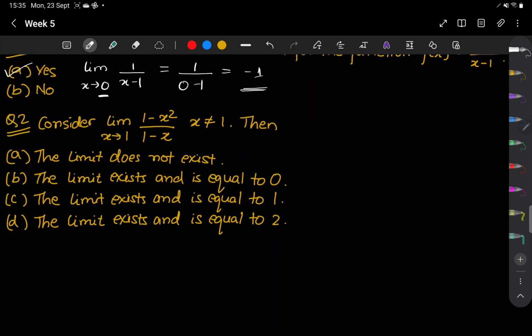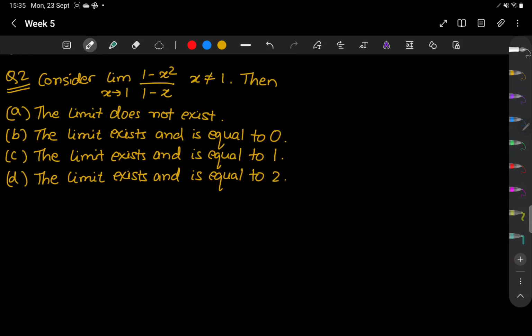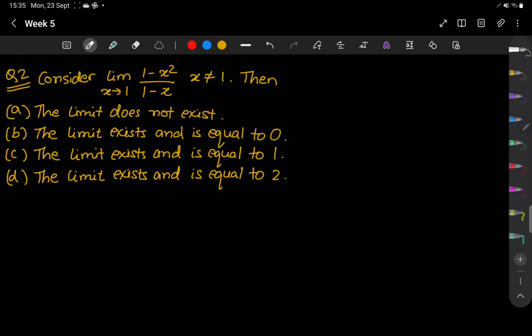Okay, so that was simple to start with. Let us move to the next question. Consider the limit x tending to 1 of (1 minus x squared) over (1 minus x), x not equal to 1. Then the options are: the limit does not exist, the limit exists and is equal to 0, the limit exists and is equal to 1, or the fourth option, the limit exists and is equal to 2. Let me launch the multiple choice type poll this time.